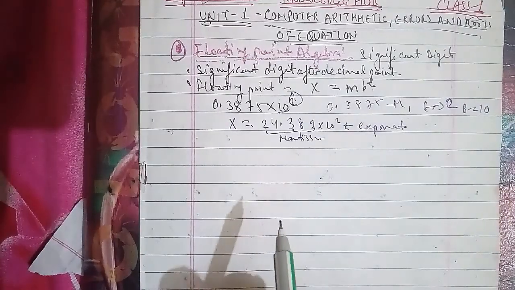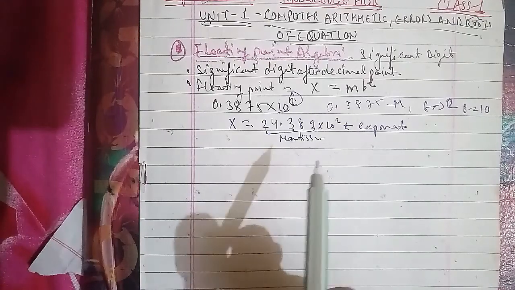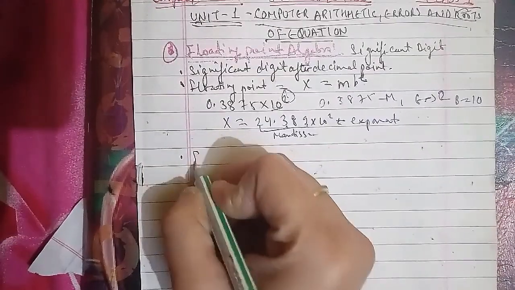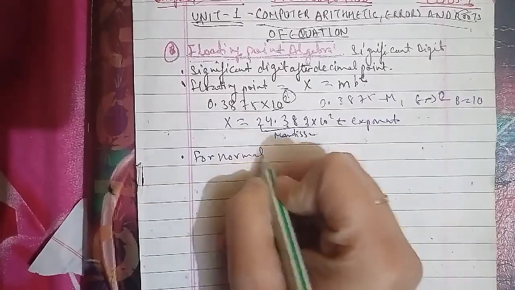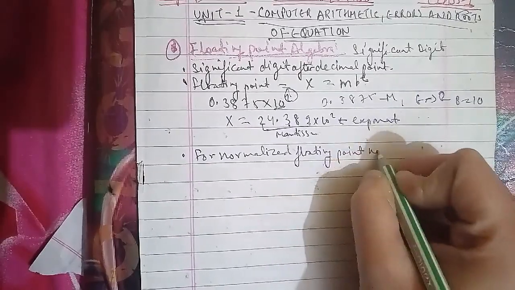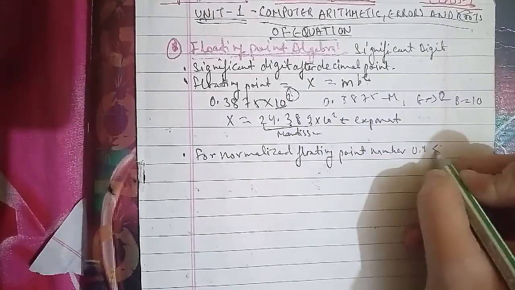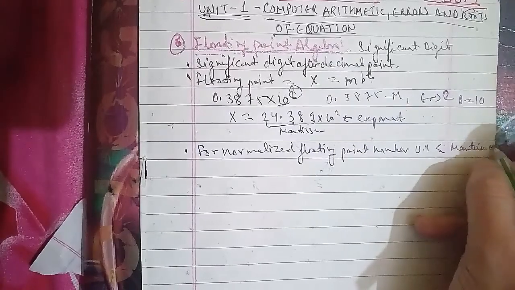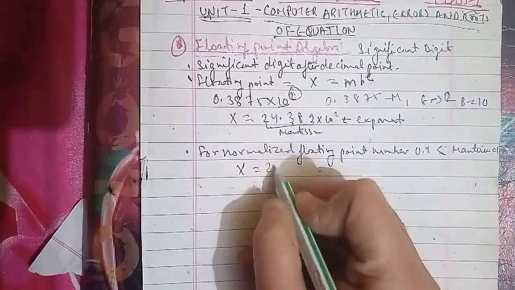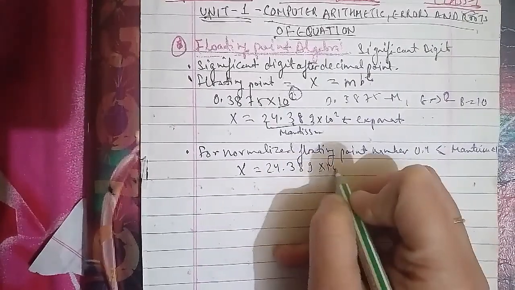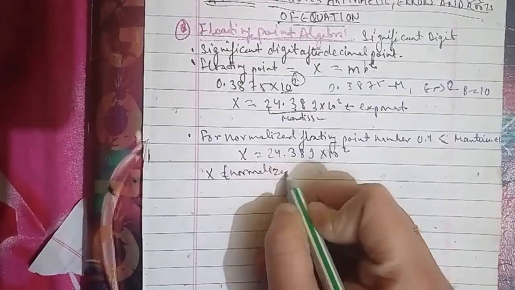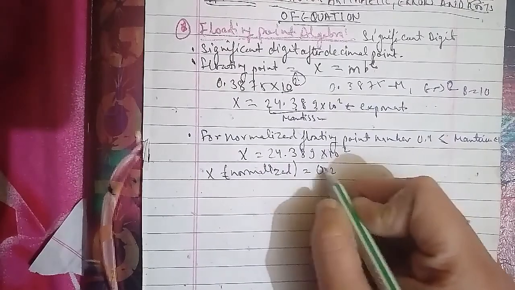For a normalized floating point number, 0.1 ≤ mantissa < 1, so the exponent is adjusted accordingly. Again, for the above number, x = 24.389 × 10^2, the normalized form is x normalized = 0.24389 × 10^4, or 0.24389e4.